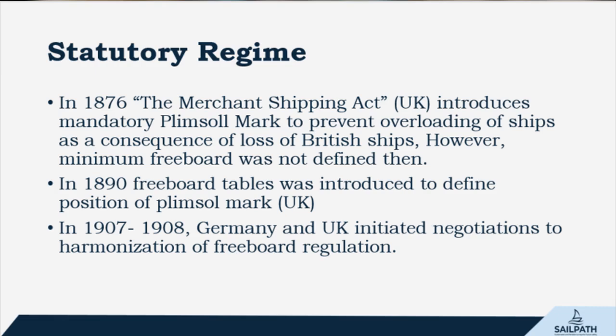On the statutory regime, the development of international regulations paved the way from 1876. In 1876, in the late 19th century, the Merchant Shipping Act UK was introduced. This was basically because there were lots of ship accidents due to overloading. So the Merchant Shipping Act mandated the Plimsoll mark for vessels to prevent overloading of ships, as a consequence of the loss of British ships. However, the minimum freeboard was not defined then. In 1890, the freeboard table was introduced to define the positions of the freeboard, the Plimsoll mark.